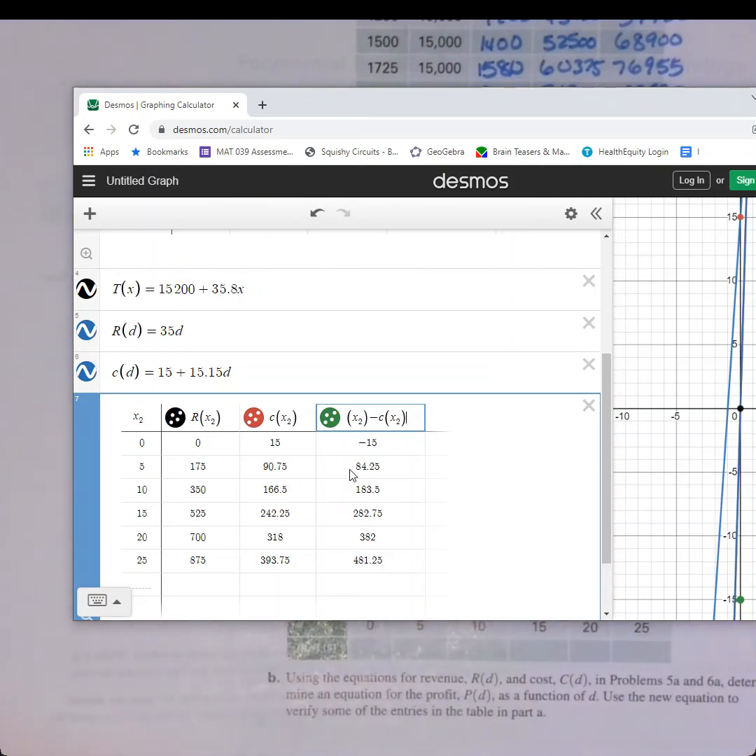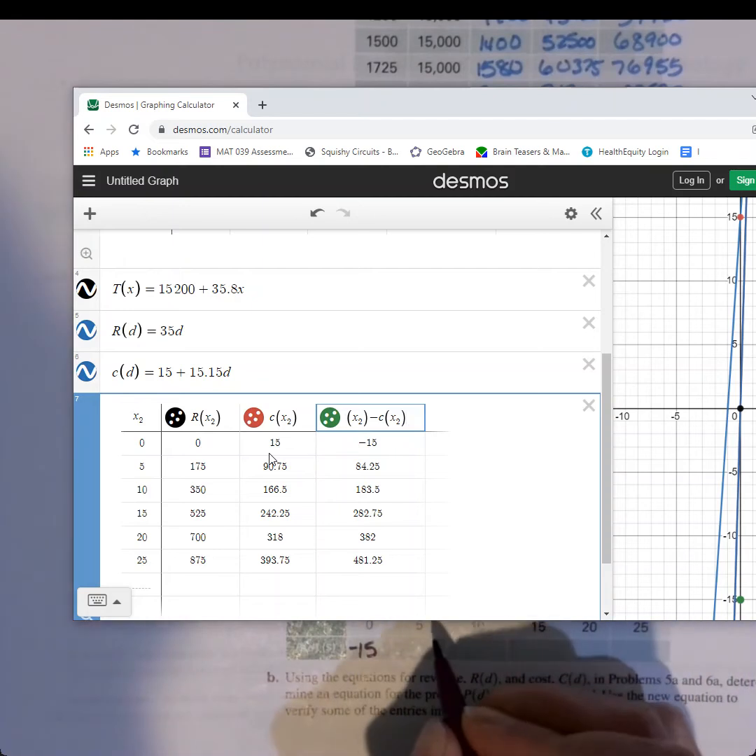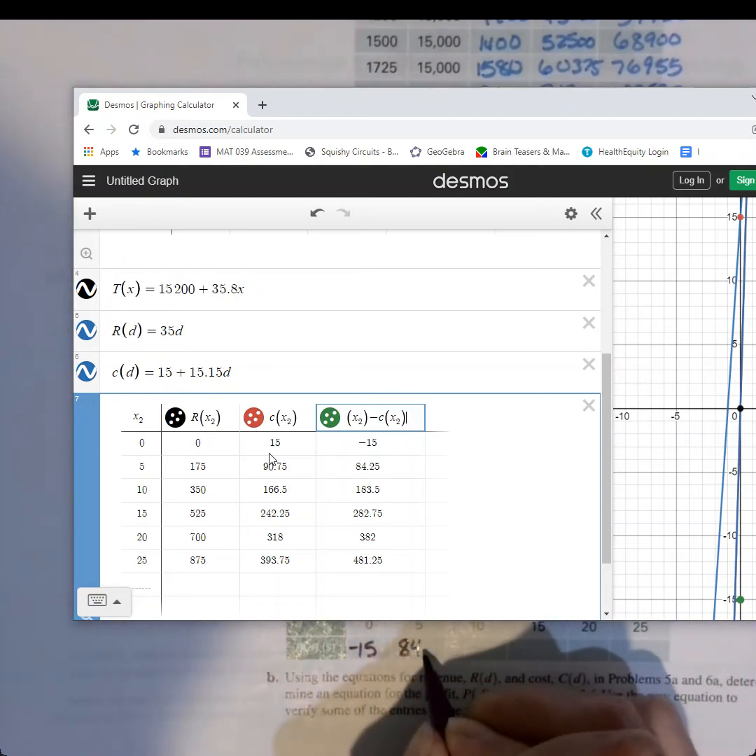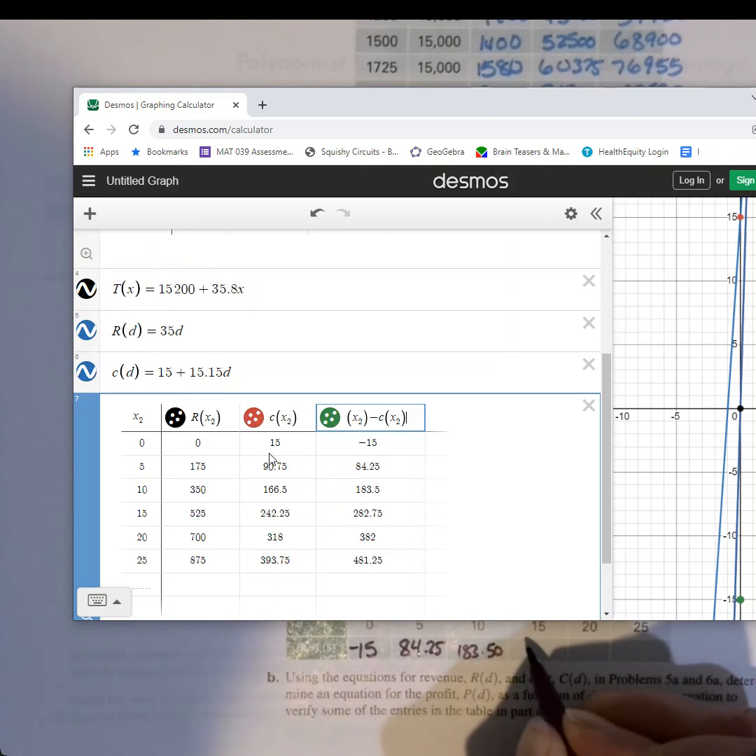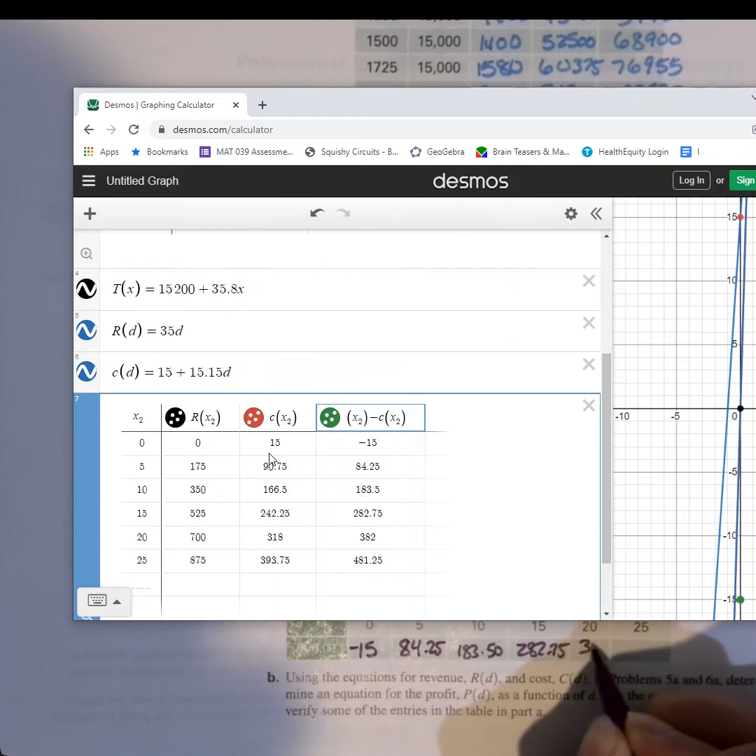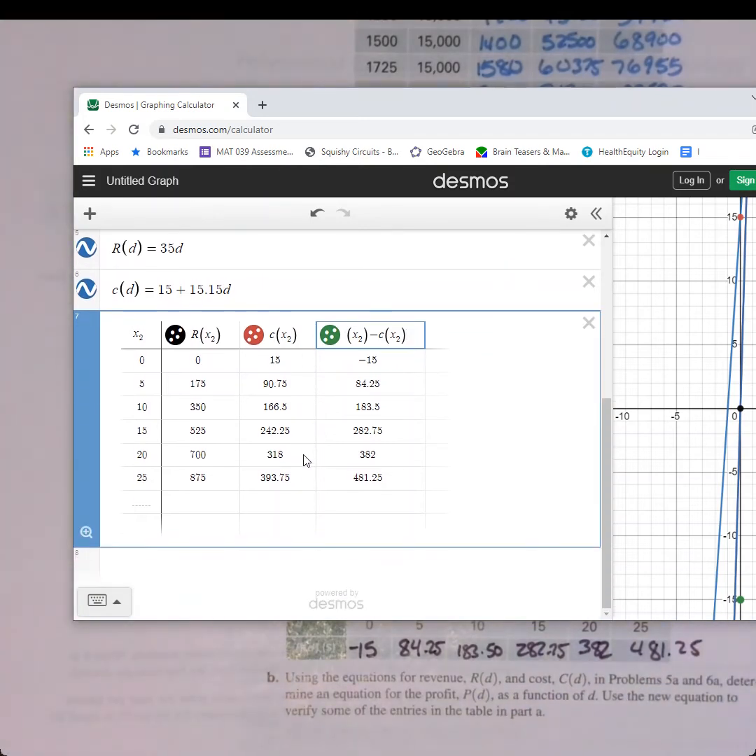Okay, so as expected, if our revenue is 0 and so no dogs came in and we still had to pay for utilities, our profit would be negative $15. So we have a loss of $15 in that first spot. If 5 dogs come in, we make $84.25. If 10 dogs come in, we make $183.50. 15 dogs come in, $282.75. 20 dogs, $382, and 25 dogs, $481.25.